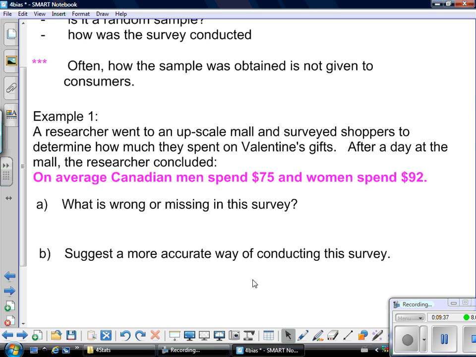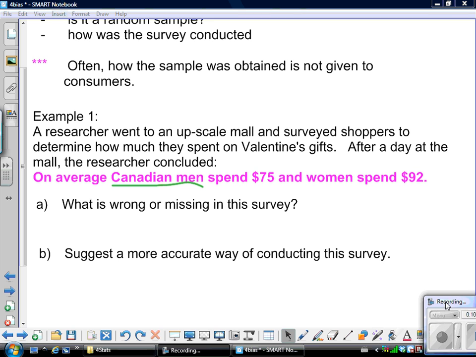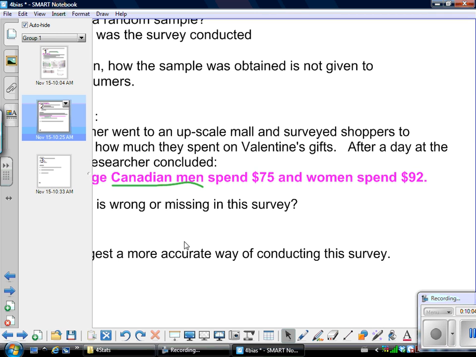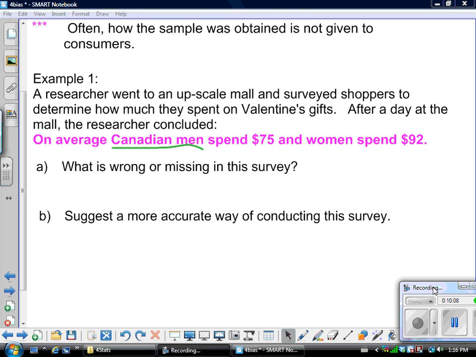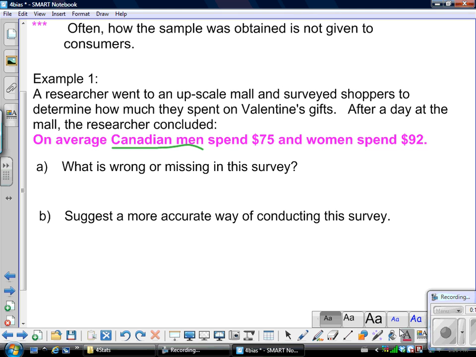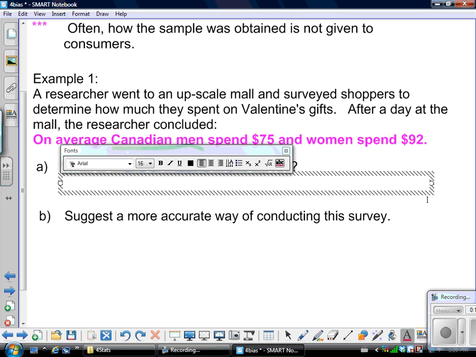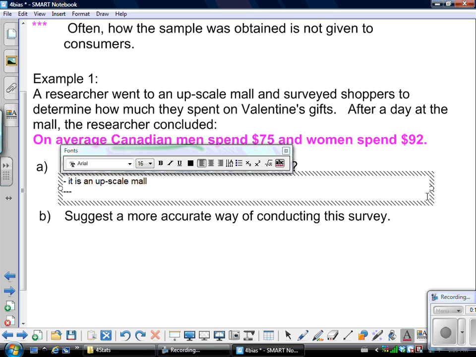So let's take a look. What is missing from this survey? Well, first of all, they're making a statement about all Canadian men and women. So the thing is, we're talking about an upscale mall. Should they be in an upscale mall? Maybe, maybe not. An upscale mall usually means that the people have more income to spend. So therefore, maybe that isn't a good place to talk about all Canadian men and women. So one of the problems with this is it is an upscale mall. And also, that implies people have more money to spend, not necessarily, but because it is an upscale mall.